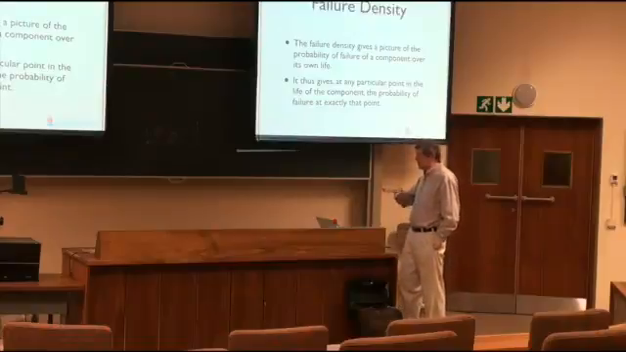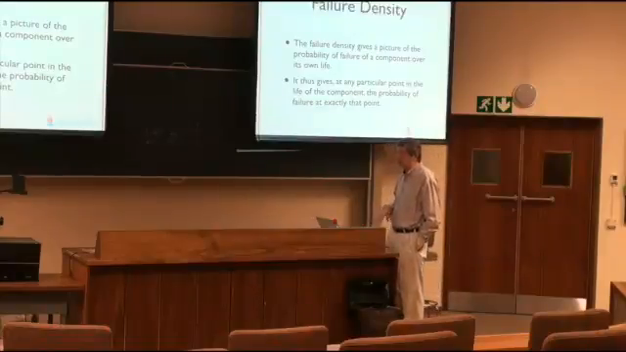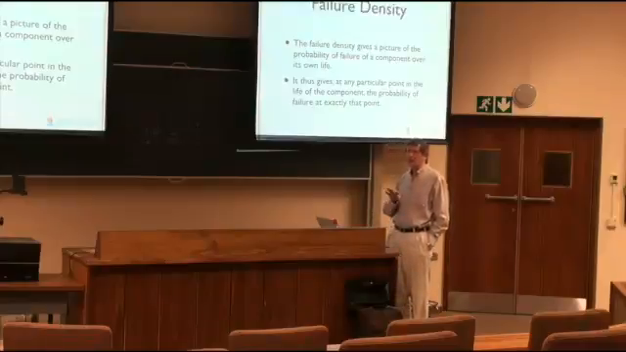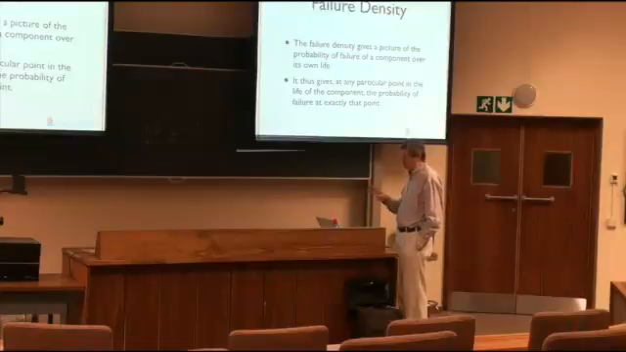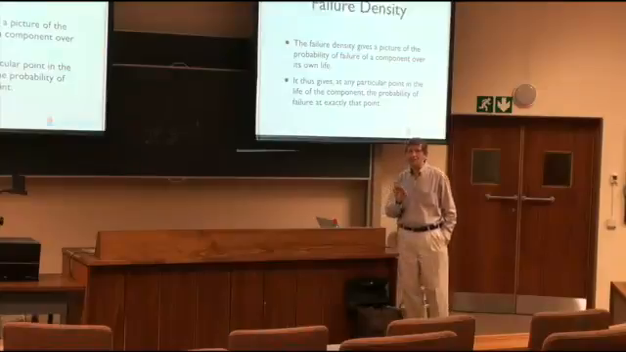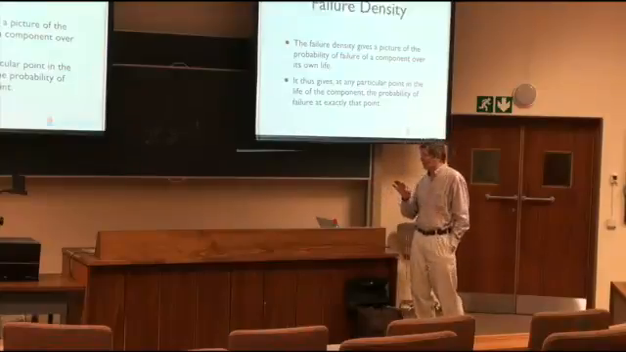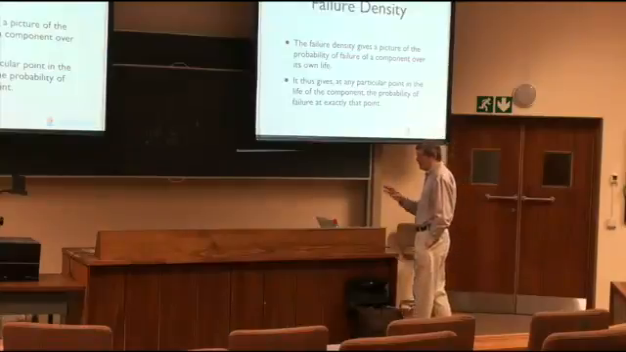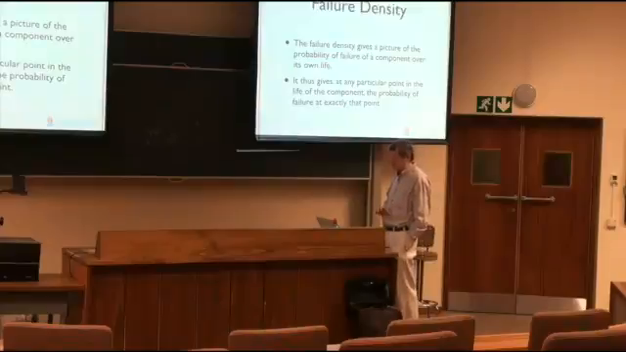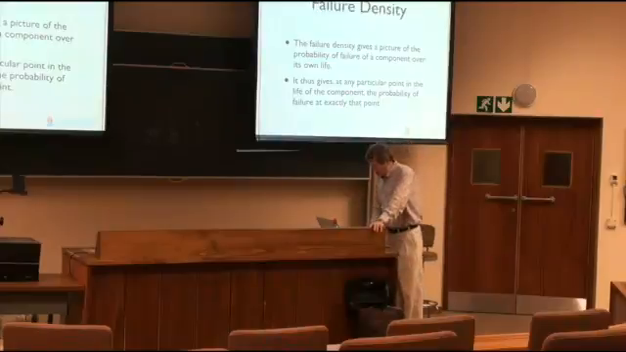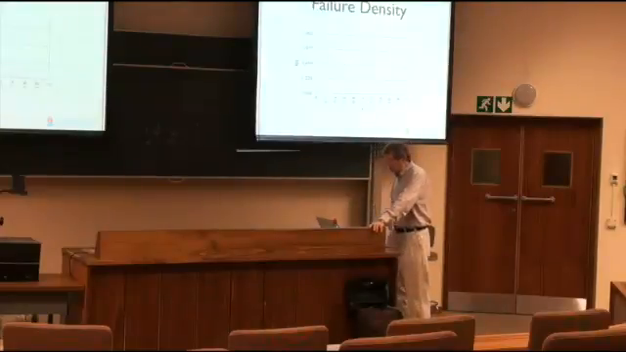So now the other four quantities that we're going to look at are more in the renewal field. We're more talking of components. So we say that the failure density gives the picture of the probability of the failure of a component over its own life. You see, we now specifically say a component. It thus gives at any particular point in the life of the component the probability of failure at exactly that point. Okay. And a typical failure density would look something like that.